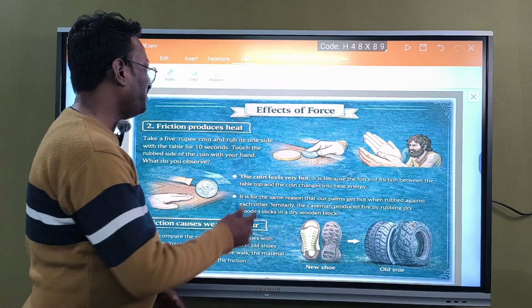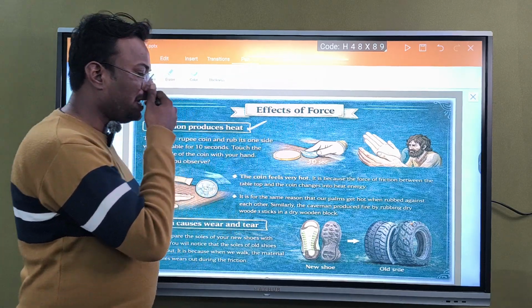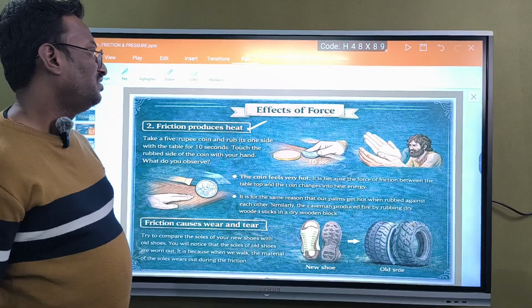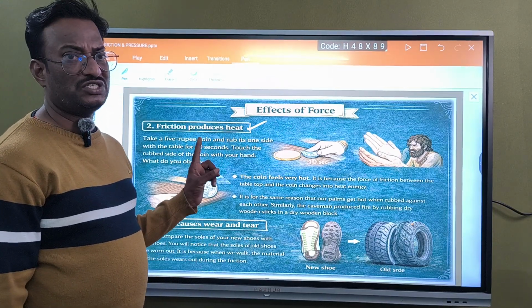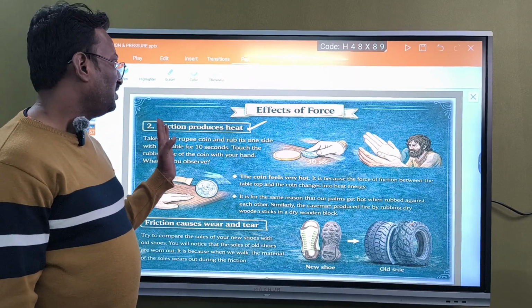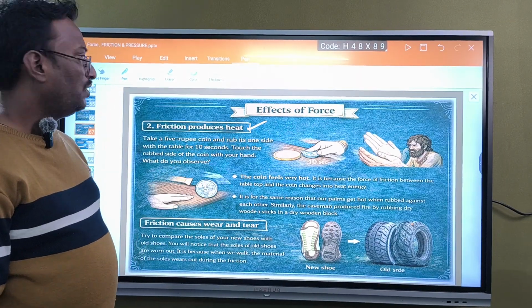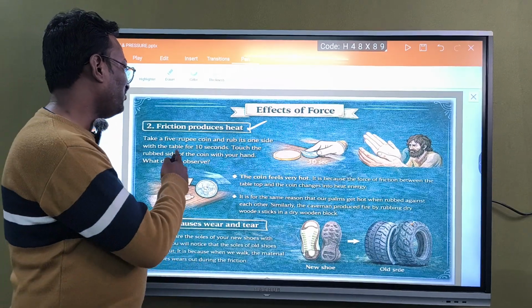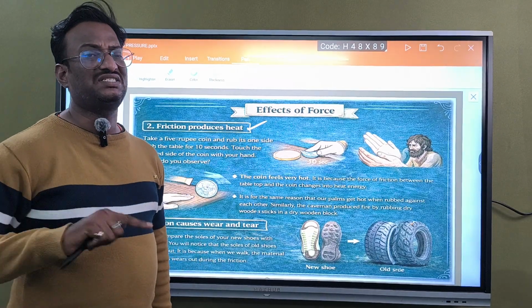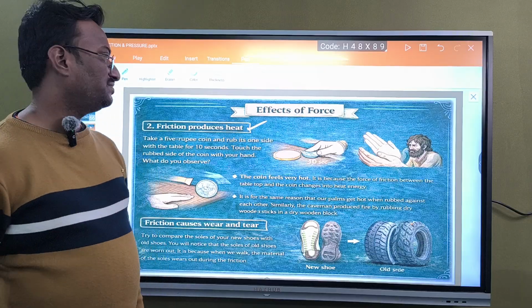One more effect is that friction produces heat. This is the second effect of friction. First one opposes the motion, second one produces heat. How? Take a 5 rupee coin and rub one side of it on the table for 10 seconds. Try to rub it for 10 seconds.